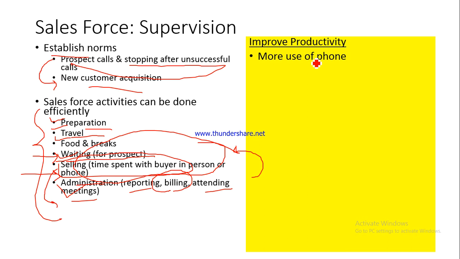So this would improve his productivity. He would not have to meet unnecessarily. He would not have to go to the prospects. He would only be going to those prospects who are free, comfortable and willing to meet him. So more use of the phone can improve productivity. Simplified record keeping and reporting formats. So whatever reports have to be furnished by the salesperson for the consideration of the management, these reports can be made in easy formats.